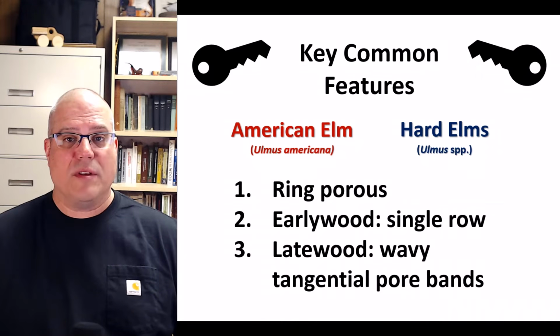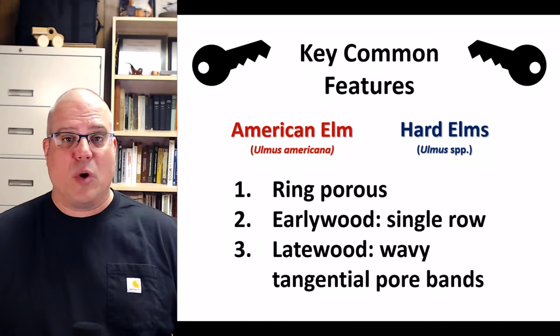We'll see many features of American elm and hard elm today, but let's start by previewing the most important ones, the ones you should commit to memory. We'll start with the features that these 2 elm groups share. Both woods are ring porous and have a single row of early wood pores. Additionally, they both have horizontal, that is tangential, wavy bands of pores in their late wood.